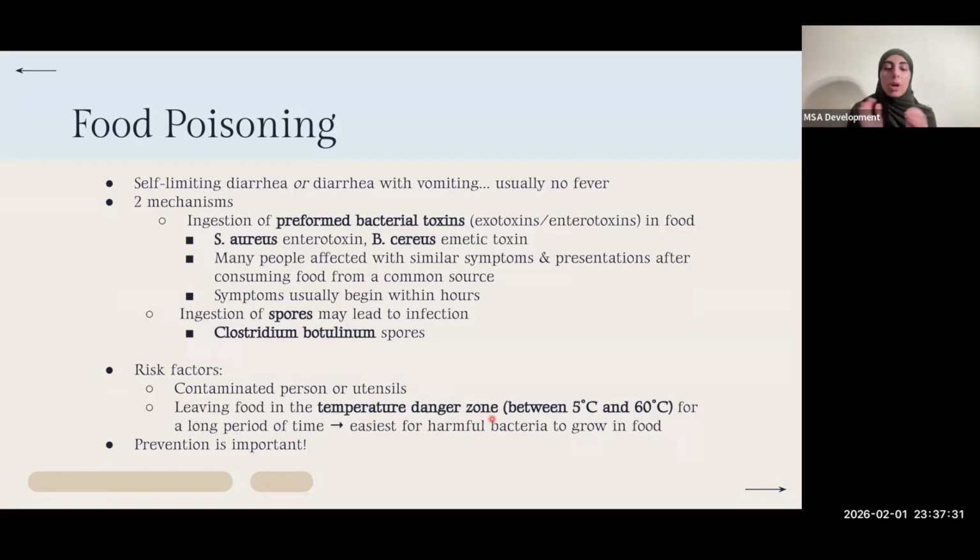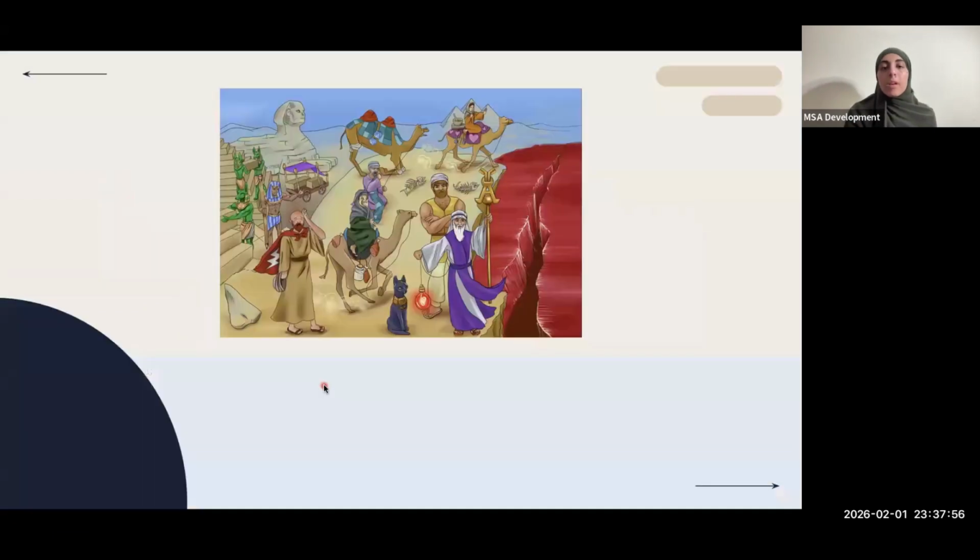If you leave food outside in this temperature for a long time, that's not good, okay? So you need to either heat it above 60 degrees Celsius or refrigerate it below 5 degrees Celsius in order to prevent the bacteria from growing, because in between these two temperatures, the bacteria can freely grow in the food. And the key thing in food poisoning is that prevention is very important, okay?